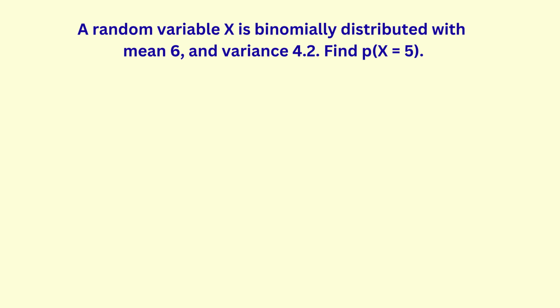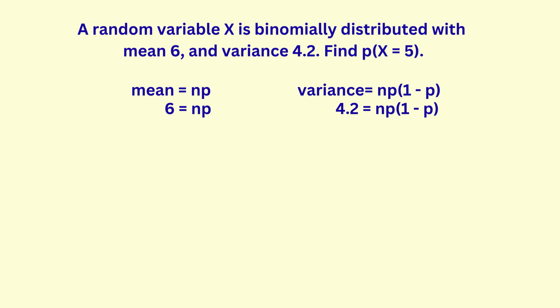Let's try a problem where n and p are not given. A random variable X is binomially distributed with mean 6 and variance 4.2. Find the probability that X equals 5. We are told that the random variable X follows a binomial distribution. Hence, the formula for the mean is n times p, and the variance is np times 1 minus p. This means that we can equate np to 6 and equate the expression for the variance to 4.2.